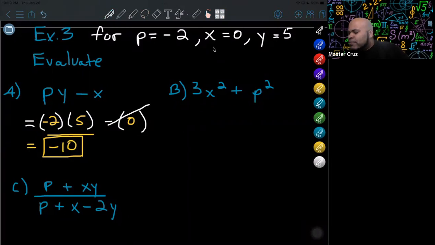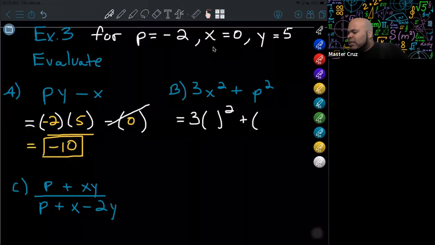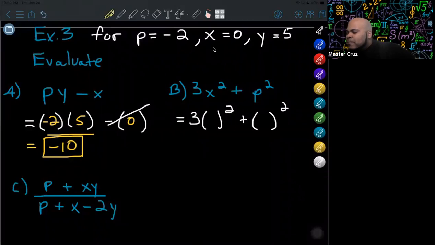Here we go. Part B, again, if you did not do it, attempt it on your own. Pause the video, attempt it. Feel smart if you get it. If you don't get it, it's okay. You can retry it again. So here we go. We're going to plug in 0 for X, and for P, we're going to plug in -2.